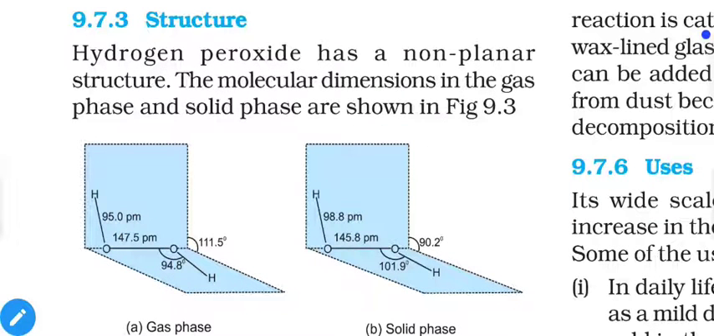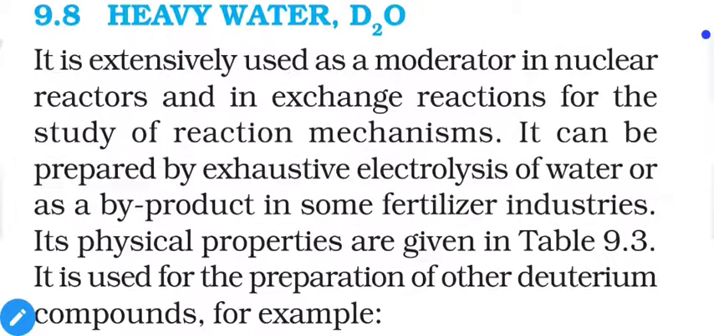As shown in these two images, we have two different types of structures. They are identical structures with slight changes in angle and length of bonds. In gaseous phase and in solid phase, H2O2 gives two different types of structures. They are almost the same type but with slightly different lengths and angles.